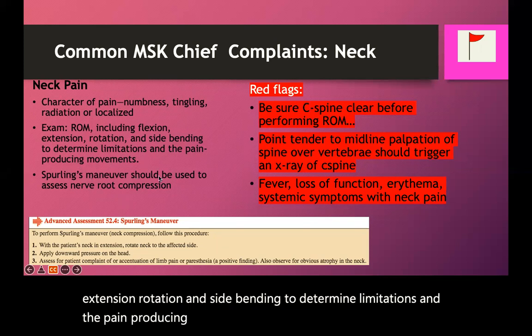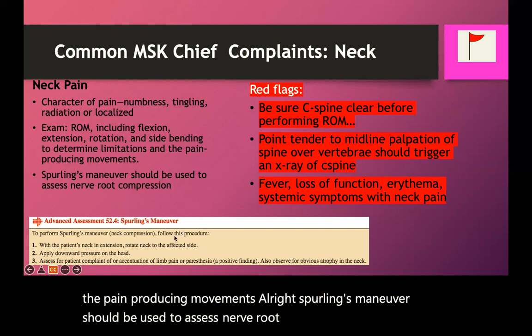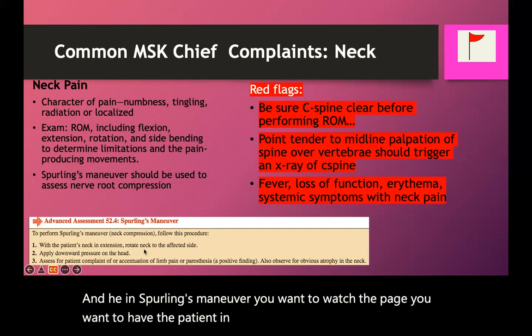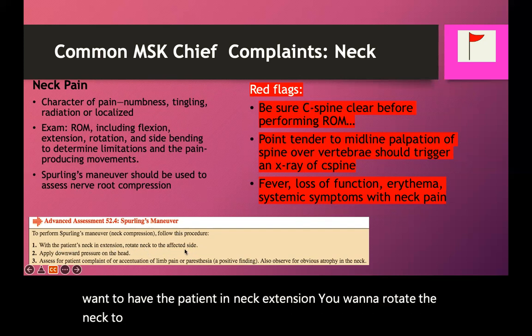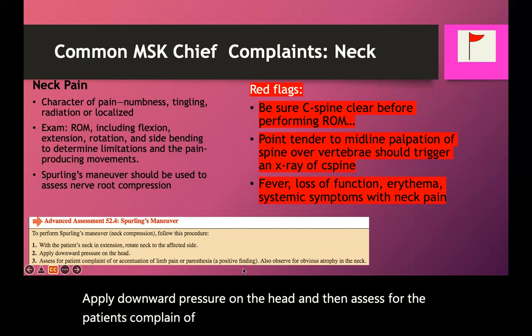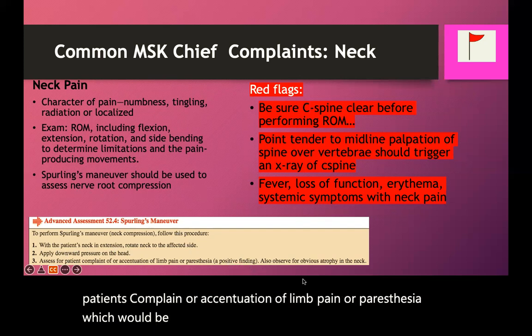All right. Sperling's maneuver should be used to assess nerve root compression. In Sperling's maneuver, you want to have the patient in neck extension. You want to rotate the neck to the affected side, apply downward pressure on the head, and then assess for the patient's complaint of or accentuation of limb pain or paresthesia, which would be a positive finding. You also want to observe for obvious atrophy in the neck.